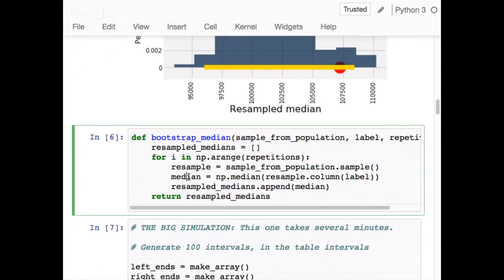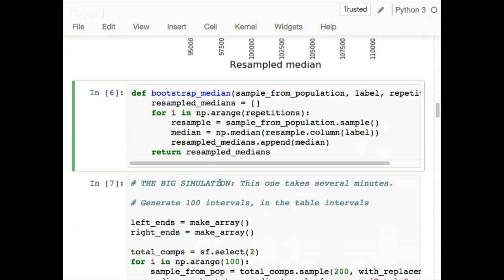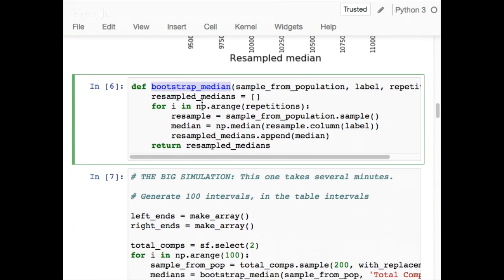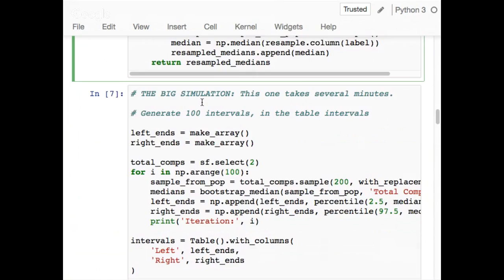So basically, you don't have to understand this right now, but you can go back to the lecture and take a look at it. You should be able to understand it if you read it. But I don't expect you to understand it in the short amount of time we have during lecture today. Okay, so this method I'm going to use to bootstrap my medians.